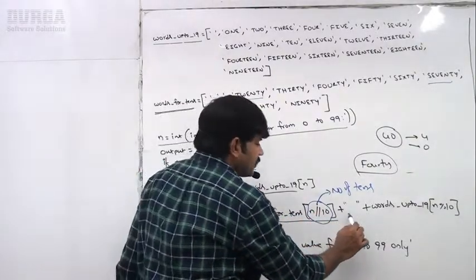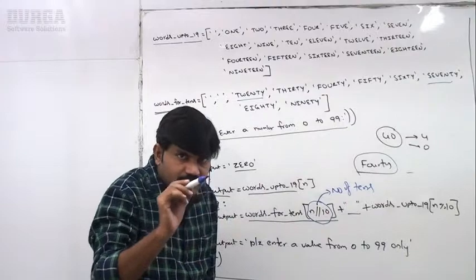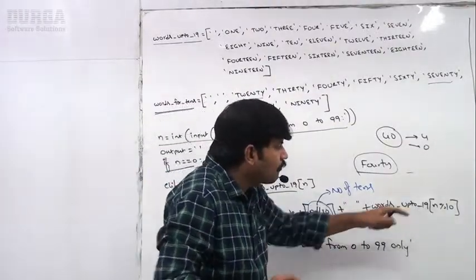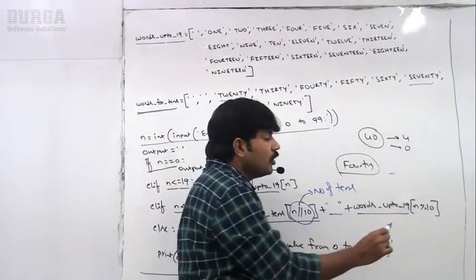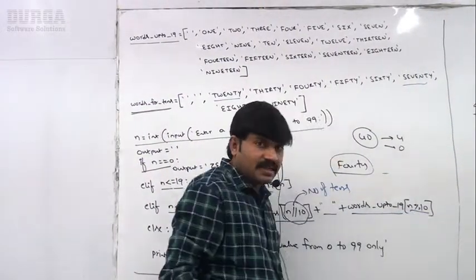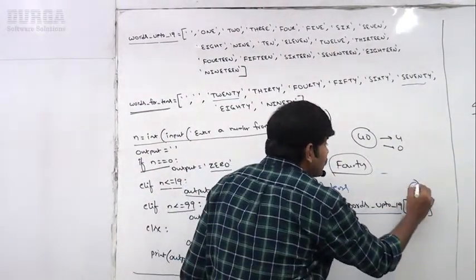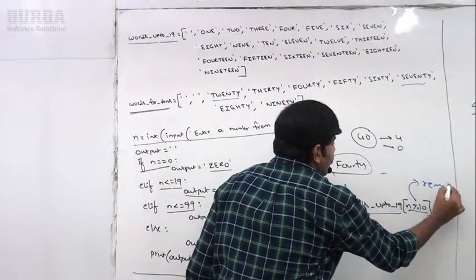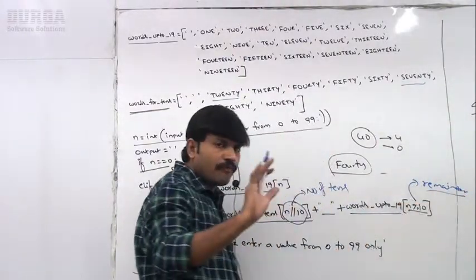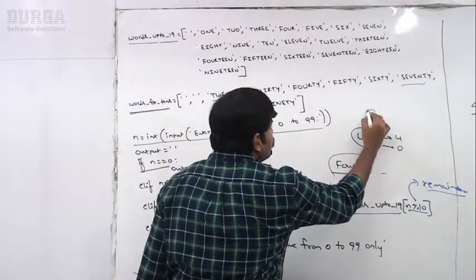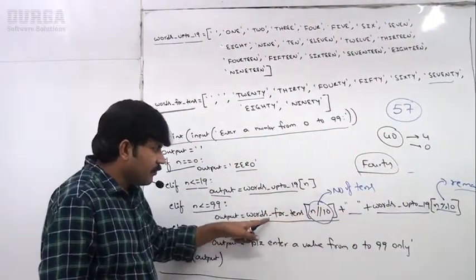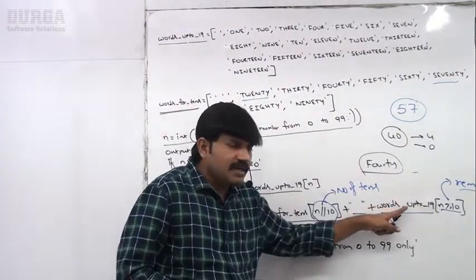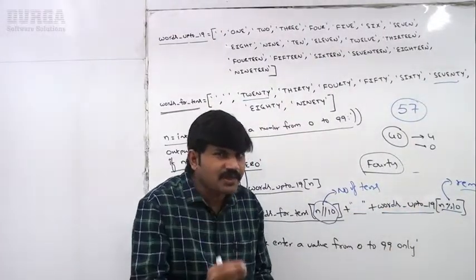Okay, space I am taking. So 20, space. Then words up to 19, I have the words up to 19, from n percentage 10. n percentage 10 means it is the remainder. So assume that 57 is there. 50 will be selected from here, 7 will be selected from here. Like this, with a pleasant mind you can analyze, you will get it.